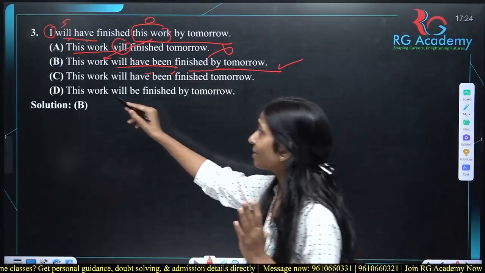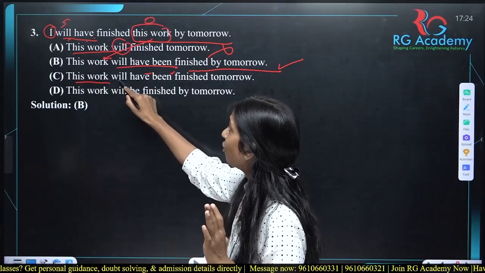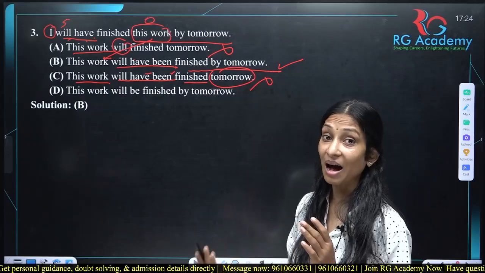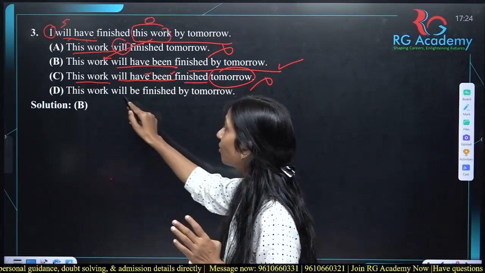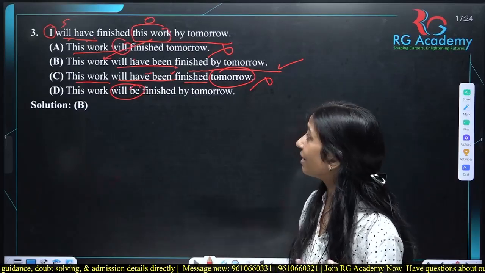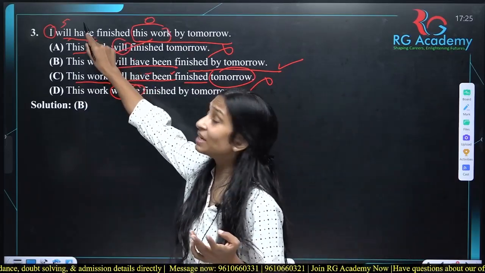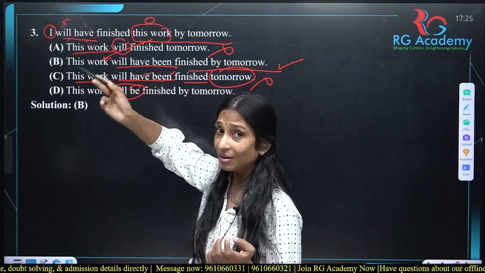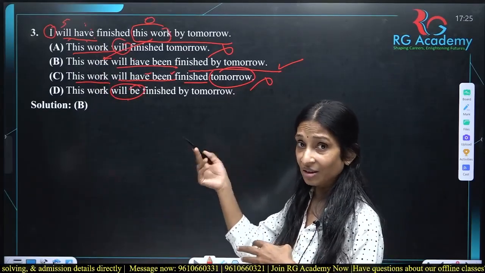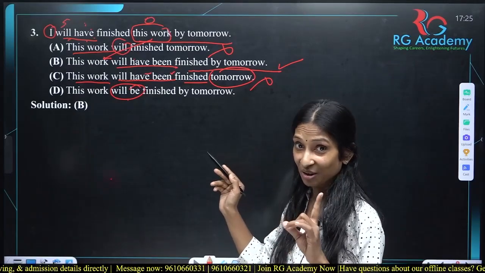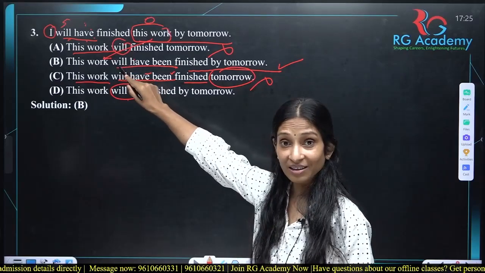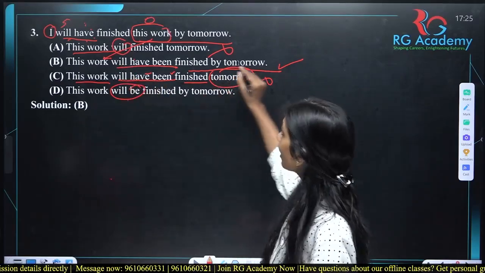Now let us see the others as well. This work will have been finished tomorrow, grammatically incorrect because by is missing over there. This work will be finished, no, because the helping verb has to be increased and you cannot change the basic helping verb that is already there. You just need to increase one. So they are changing the basic helping verbs that are already there in the active sentence. You cannot touch them. You just have to increase one. So the correct answer is the second one.